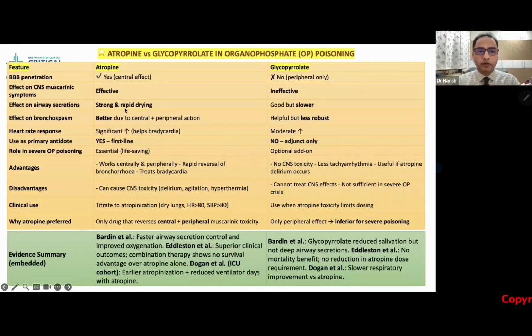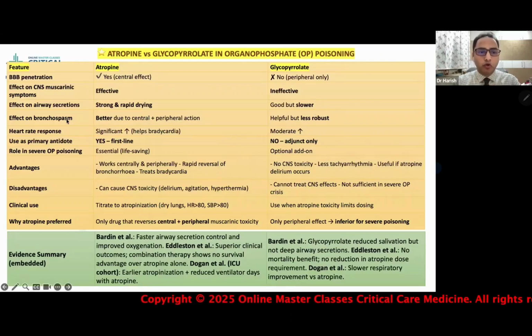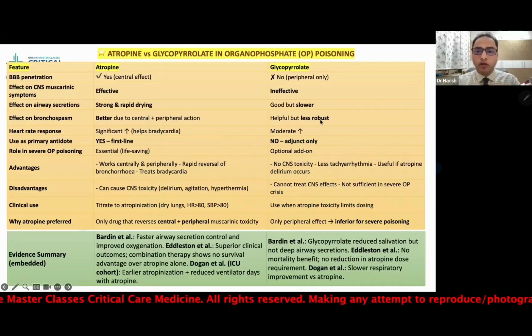Effect on airway secretion: strong action and rapid drying with atropine. It is good with glycopyrrolate, but the action is slower. Effect on bronchospasm: better with atropine due to both central and peripheral action. Glycopyrrolate is helpful, but with less robust effectiveness. Atropine significantly increases heart rate and helps in bradycardia. Glycopyrrolate gives a moderate increase in heart rate.